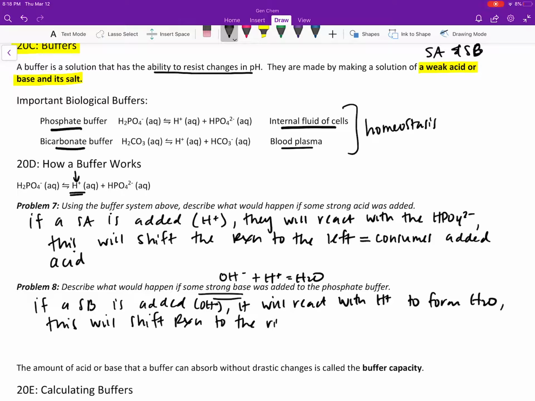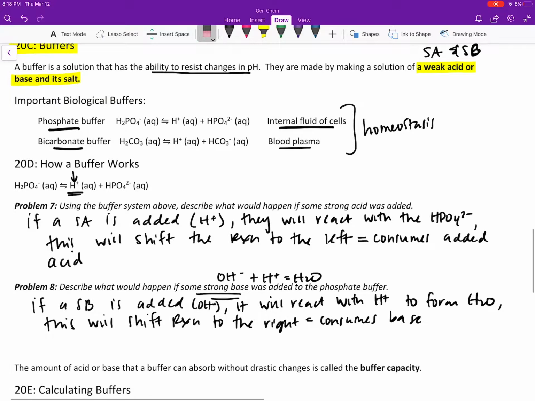Which is the opposite effect of what we saw above. So this consumes the base. Now we know that even though the H plus and the OH are reacting with each other to form water, because this is neutral, essentially there's really no effect on the overall pH.